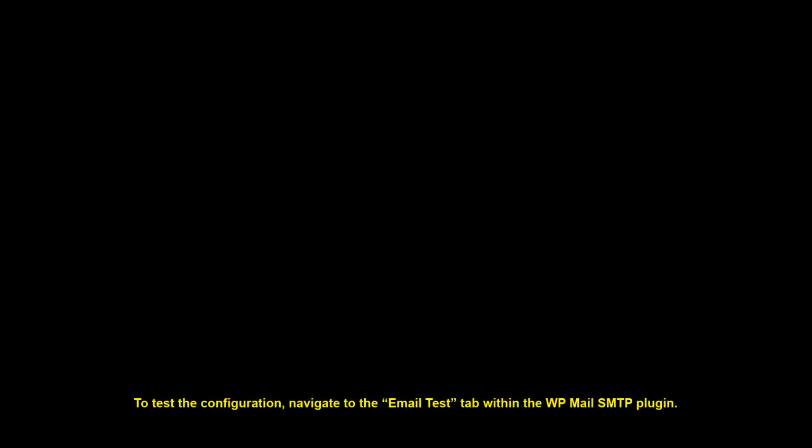To test the configuration, navigate to the Email Test tab within the WP Mail SMTP plugin. Enter an email address where you want to send a test email. Click on the Send Test Email button to proceed. Check your inbox to confirm receipt of the test email.